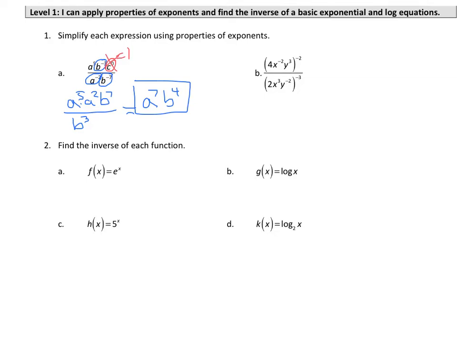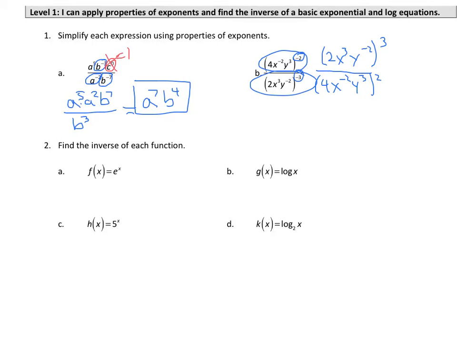In the next example, one trick that I like is when I have a negative exponent on the outside, like my negative 2, I can move the whole expression down and change that exponent on the outside to a positive 2. I'm not going to change anything inside, so 4x to the negative 2y to the 3rd all stays the same, but my negative 2 becomes a positive 2 on the outside. And then I'm going to do the same thing with this bottom. I'm going to move the whole thing up and change my little negative 3 on the outside to a positive 3. So we get 2x to the 3rd, y to the negative 2 raised to the positive 3.